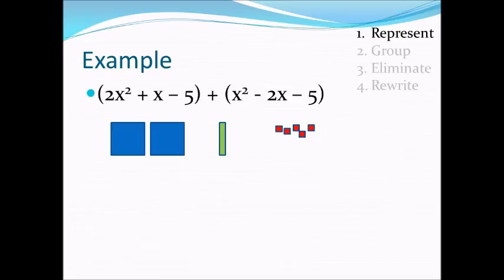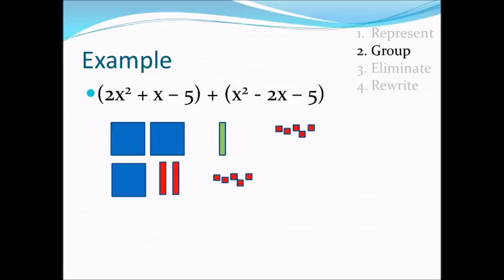Adding to that x^2 - 2x - 5. Again, I'm going to represent that polynomial in tiles. In this case, I'm just going to put it underneath because I'm going to run out of space if I keep on going. I have one blue x^2 tile, two red x tiles, and then minus 5 unit tiles. So I have my first polynomial on that first row, and then the second polynomial on the second row.